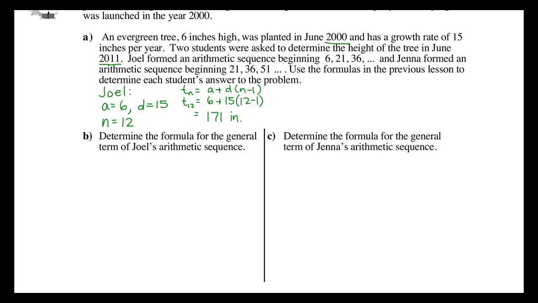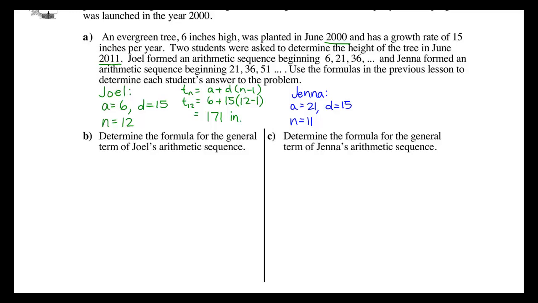Jenna, on the other hand, starts her sequence with 21. So her first value is 21. The common difference, again, is still 15 because it still grows 15 inches per year. And N is 11 because from June 2001 to 2011 is 11 years.